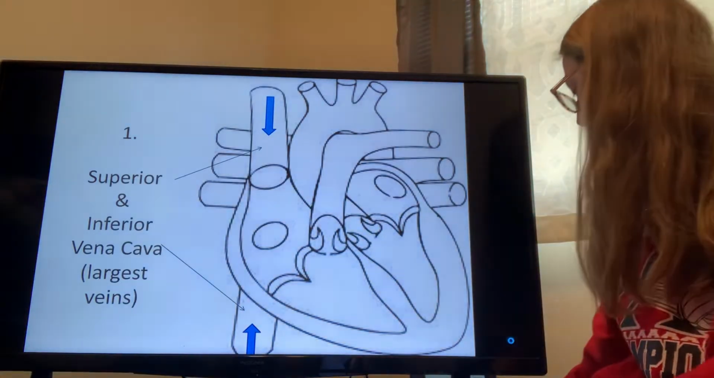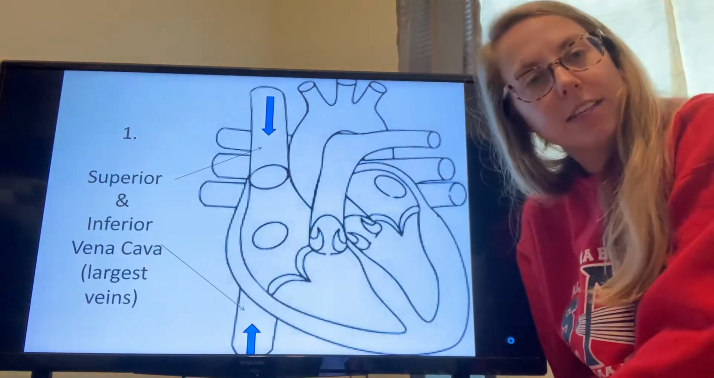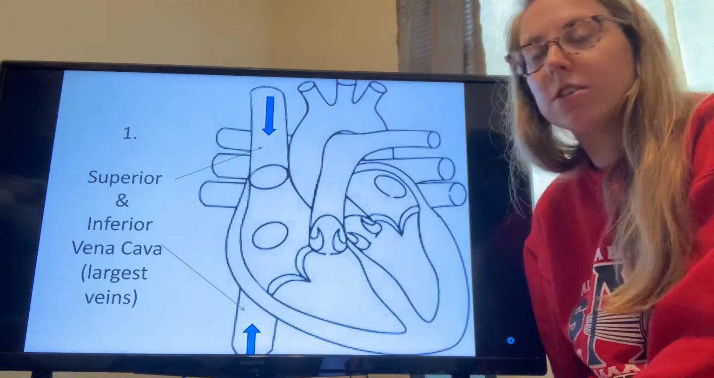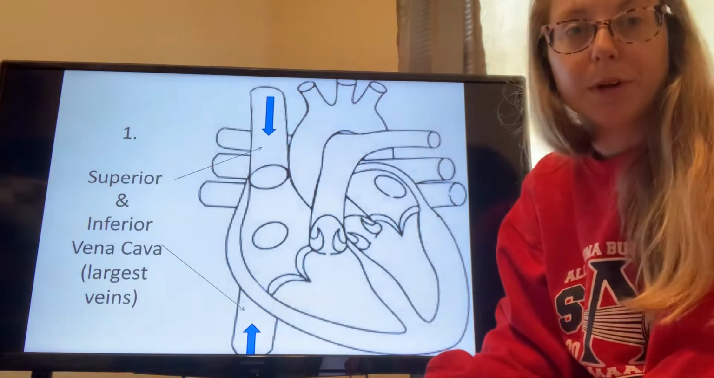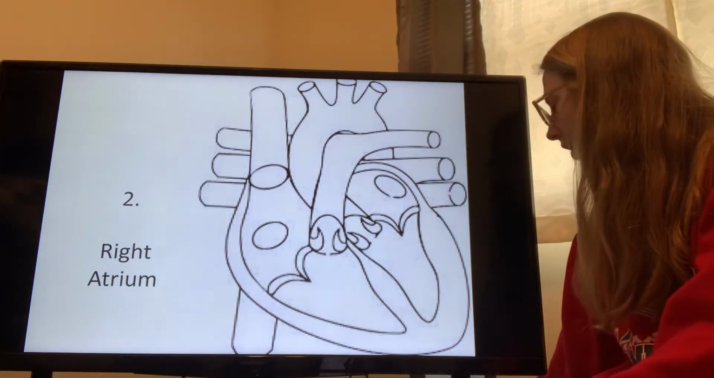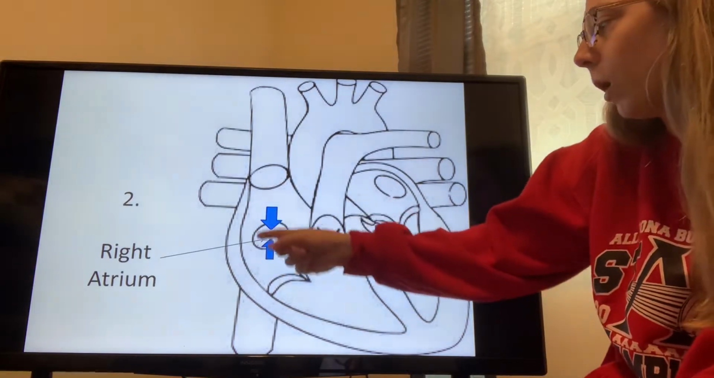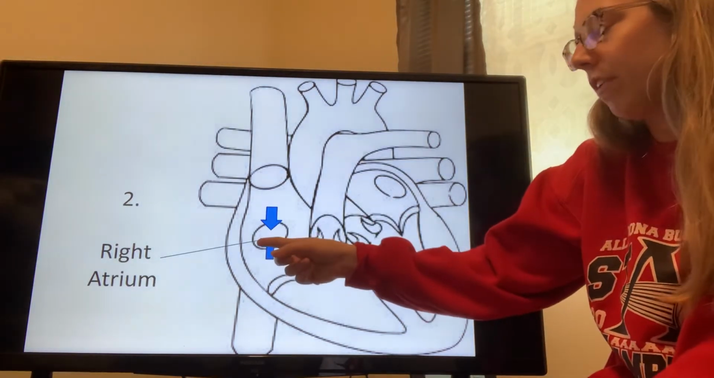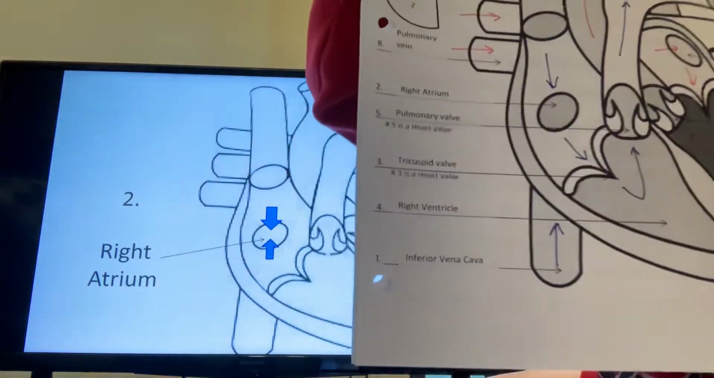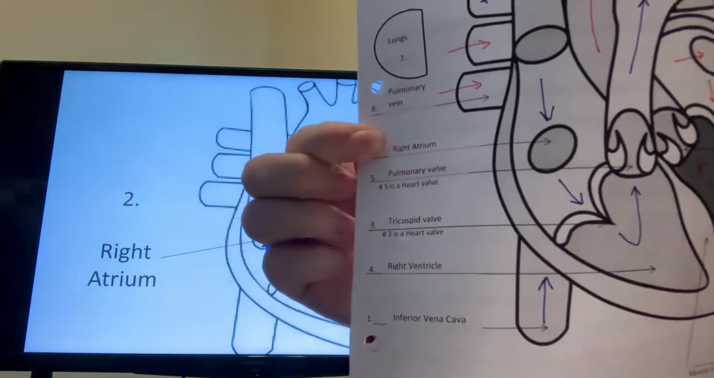Okay? Those are also the largest veins. Veins carry what kind of blood? They carry deoxygenated blood, which is again why those are blue arrows. Blue indicates deoxygenated blood. All right. Second step is the right atrium. So that's this whole part right here. Okay, specifically it's pointing to this circle. So if we look here at mine, my right atrium is right there.